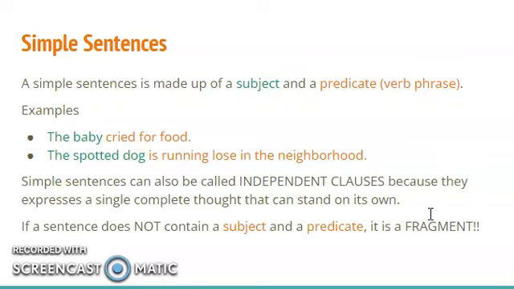And an independent clause is called an independent clause because it can express a single complete thought that can stand on its own. It's independent. If a sentence does not contain a subject and a predicate, it is a fragment. That is very important to keep in mind. So without the subject and without the predicate, it is going to be a fragment. So running loose in the neighborhood would not be a complete sentence. It would be a fragment because we have no subject attached. That's why we need the spotted dog is.